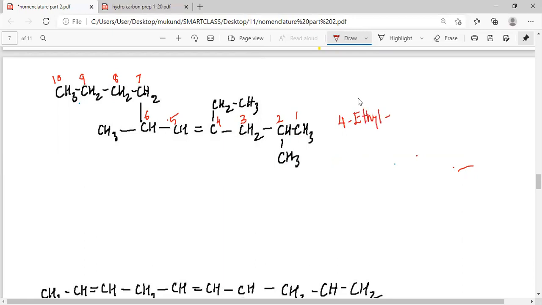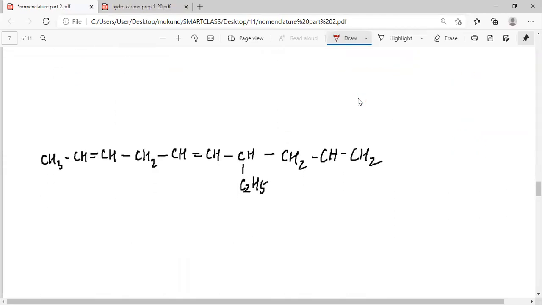ethyl, 2,6 dimethyl, 4 ethyl, 2,6 dimethyl decane, dec-4-ene. So this is how, dear students, we can give a name to this compound. Now let's have a look at another compound.